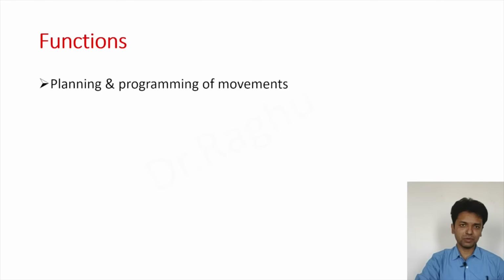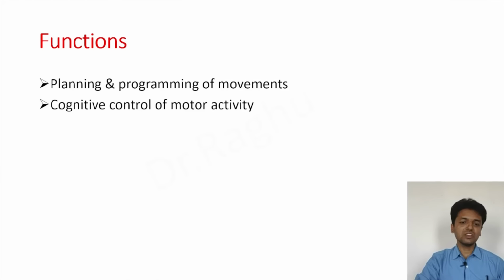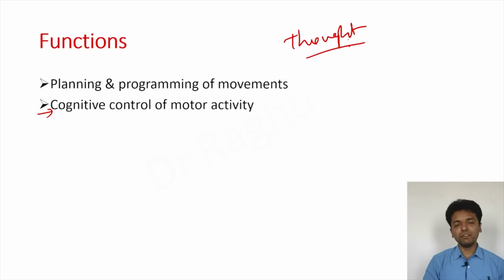That is what is planning and programming, because if planning and programming is not done, then the movement is not going to be smooth, and sometimes the movement may not occur itself. Second point is cognitive control of motor activity. Whenever I use the word cognitive, cognitive means thought process. Before I make any kind of movement, there is a thought which is generated in my brain that yes, I have to make this movement. That is what is the meaning of cognitive control of the motor activity. If the thought is not there, then the motor activity may not happen.